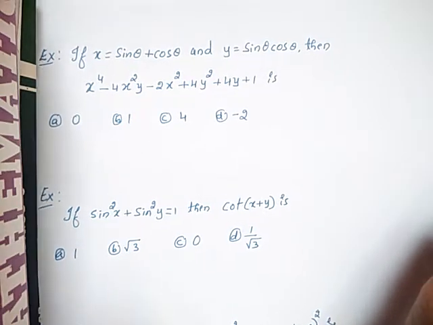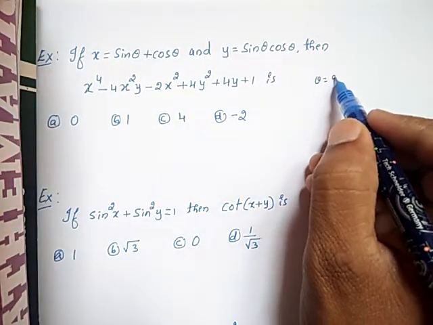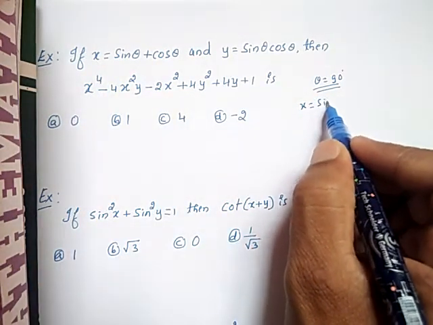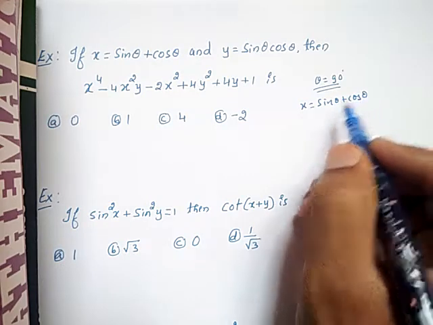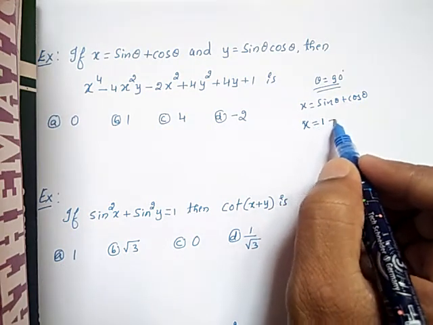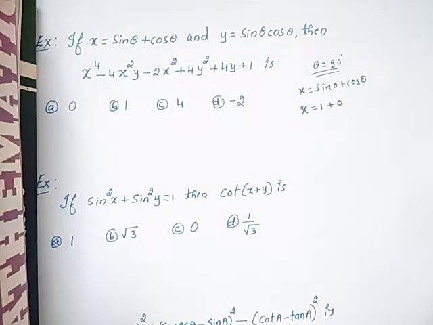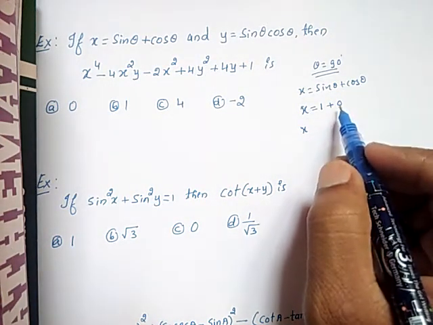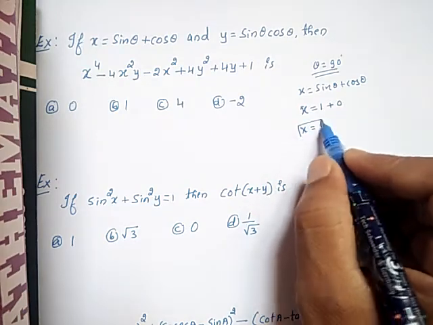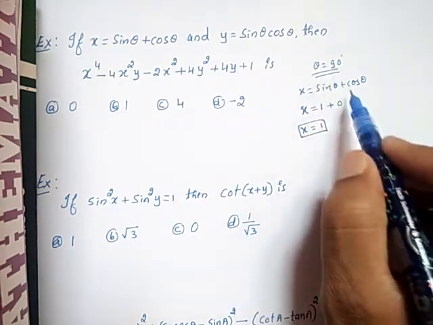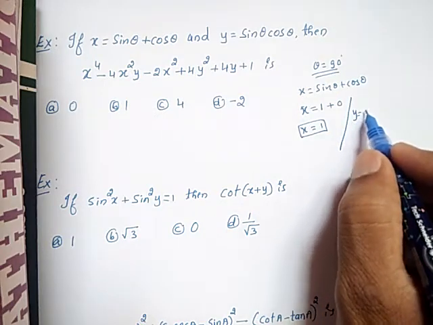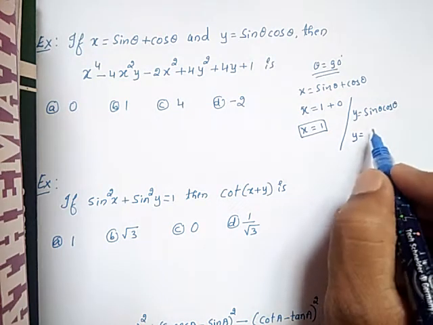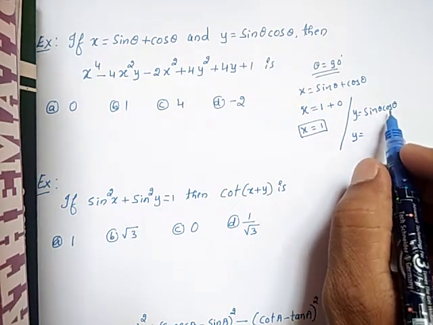So just you can take theta is equal to some value here. Suppose if you take theta is equal to 90, what happens here? X is equal to sin theta plus cos theta it is. So you know sin 90 is 1. So x is equal to here 1 plus cos 90 is 0. So x is equal to 1 you can take. Similarly, if you substitute theta is equal to 90 in y is equal to sin theta cos theta, you will get what? Y is equal to sin 90 is 1 and cos 90 is 0.